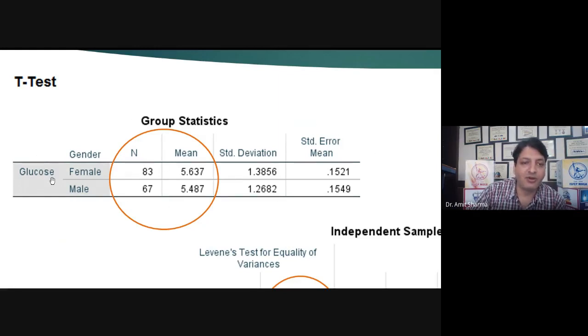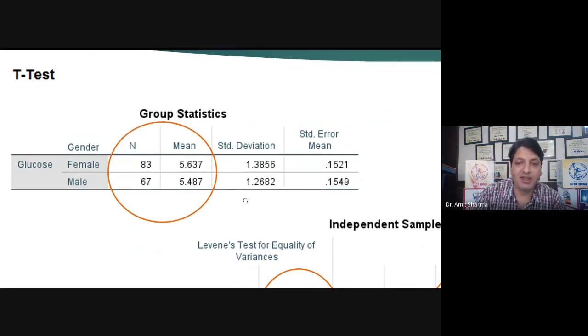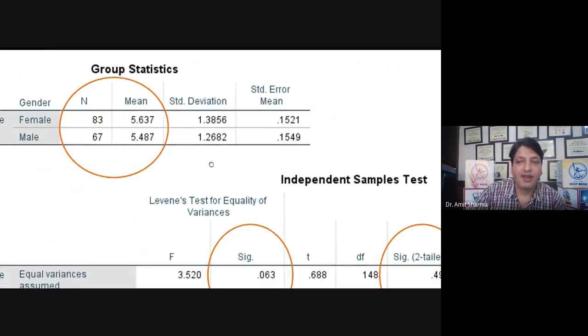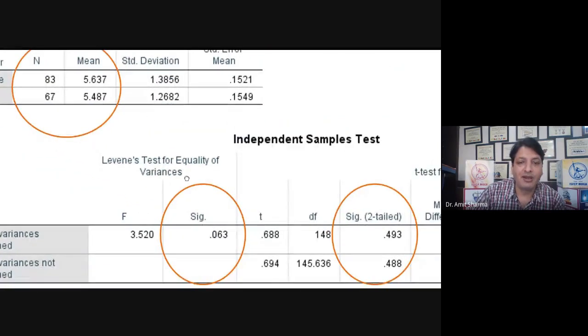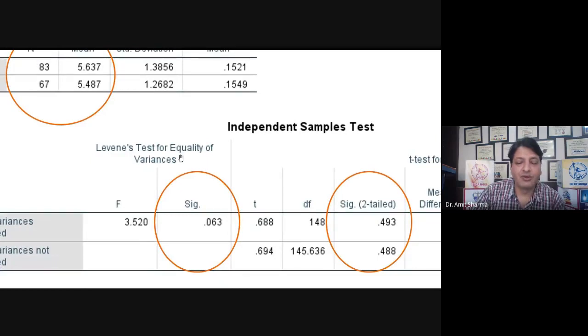Whenever you write the descriptive statistics for this test, you are going to write these things: that N for female was found to be 83 and N for male was found to be 67. Mean was found to be this and standard deviation was found to be 1.3 and 1.2. The next table will give the statistics of the independent sample t-test. Clear?